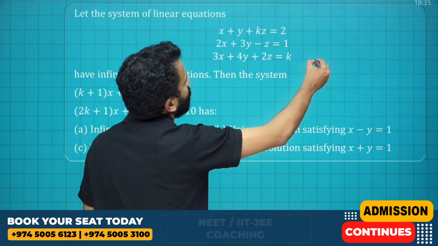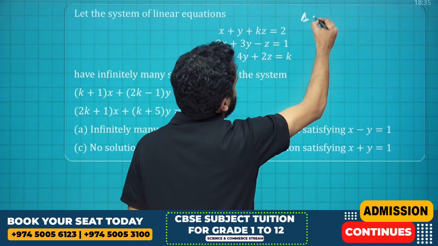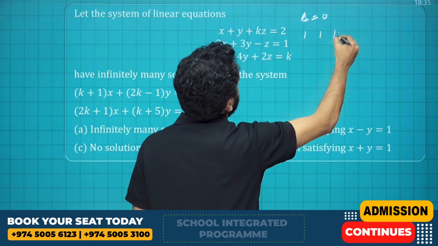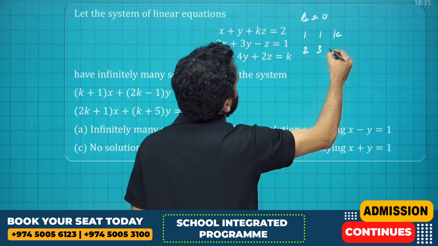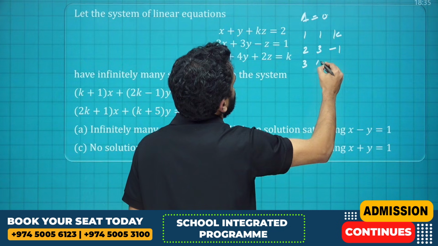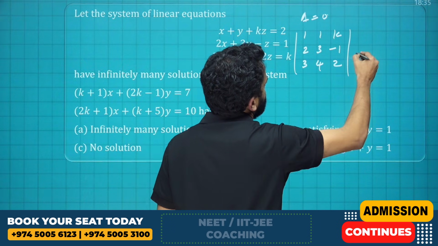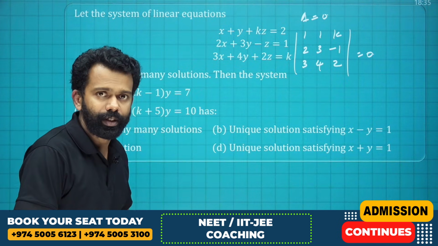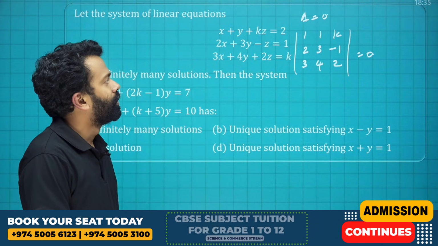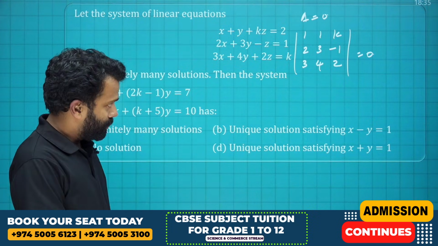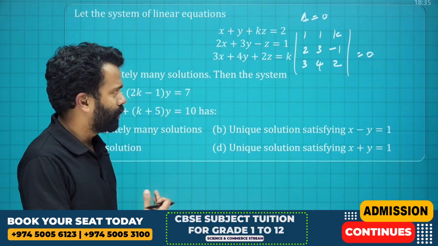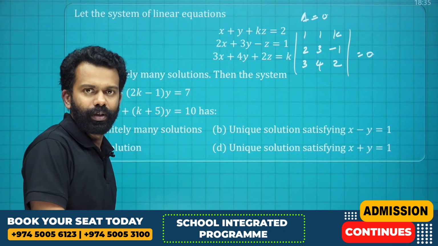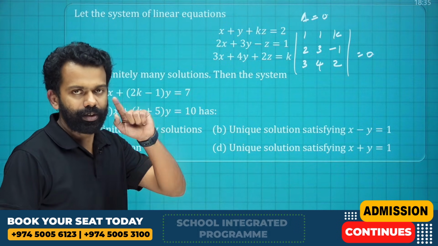Let's form delta first. It is equal to 0, right? Delta is equal to 0. That is the determinant 1, 1, k, 2, 3, minus 1, 3, 4, 2, equal to 0, right? Is there any method to solve this other than expanding? I'm getting lazy to expand this, so I'm going to do the shortcut one. If you want, you can do along with me, or if you want some time, just hit the pause button and try to solve it by yourself.